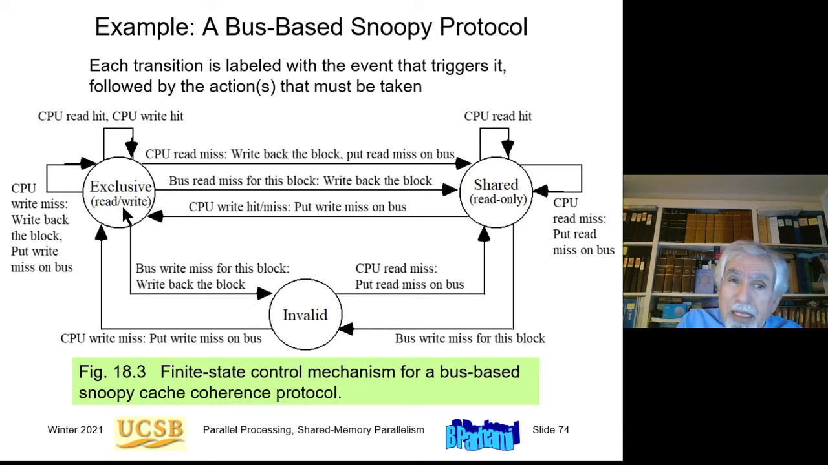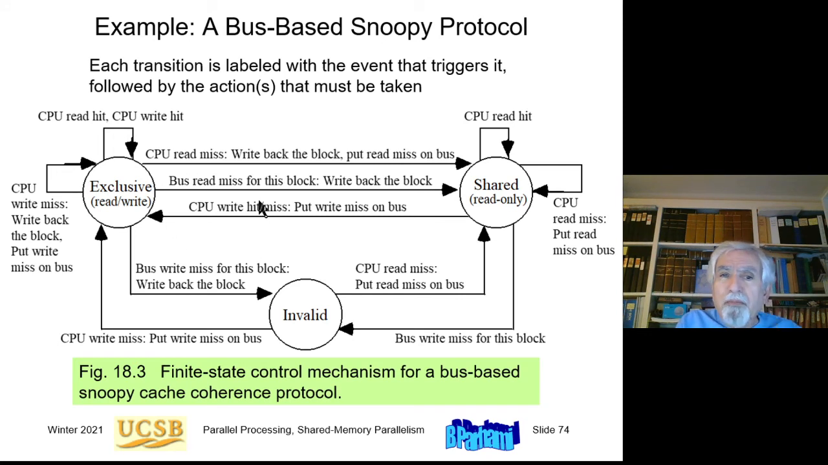Okay, and then the status of that line becomes exclusive, meaning that all the other copies of this cache line will be invalidated by the other processors. And this processor that wants to write into it assumes exclusive ownership of that block and then can modify it.